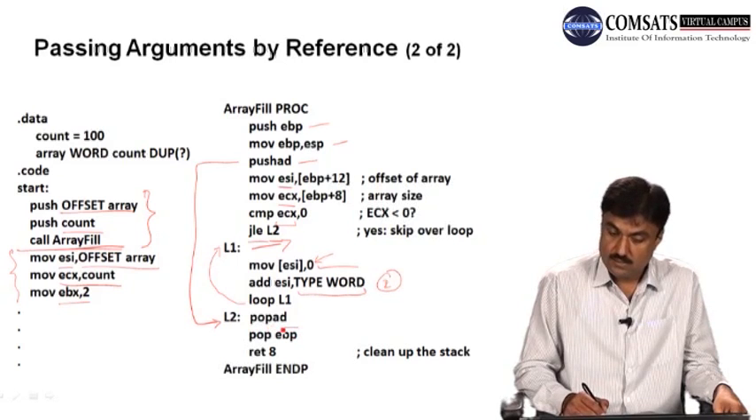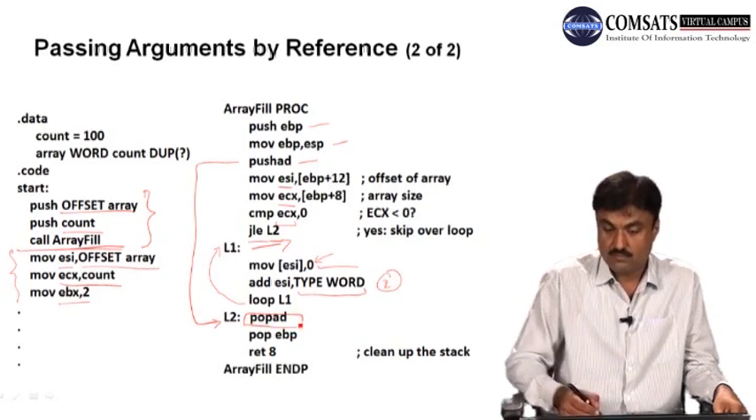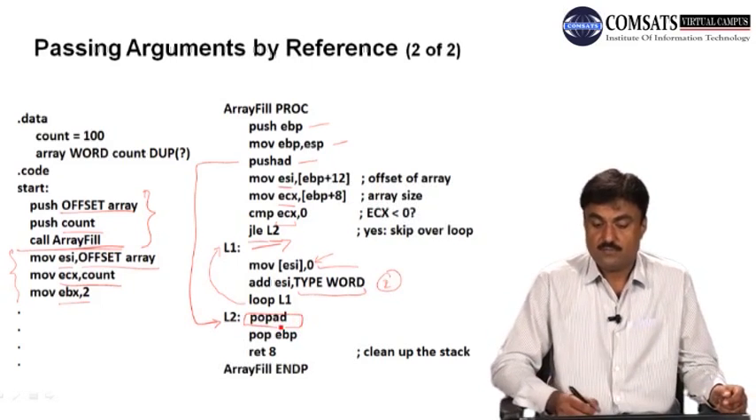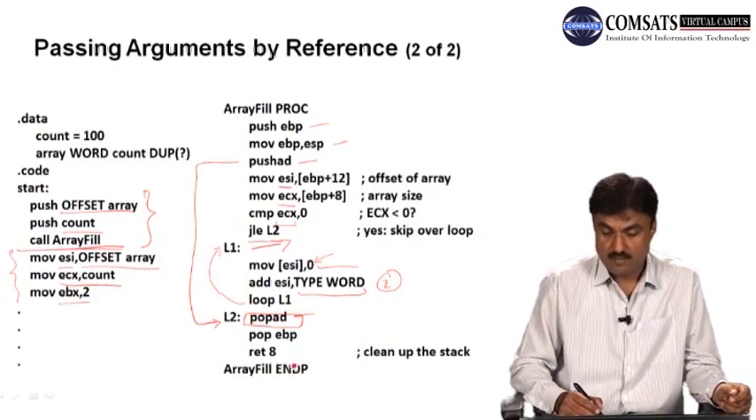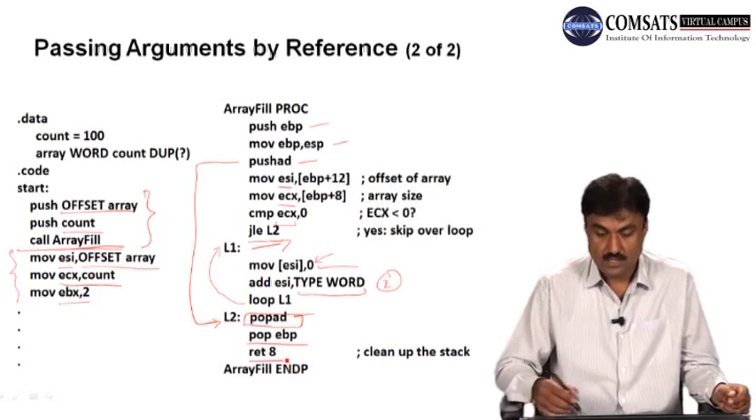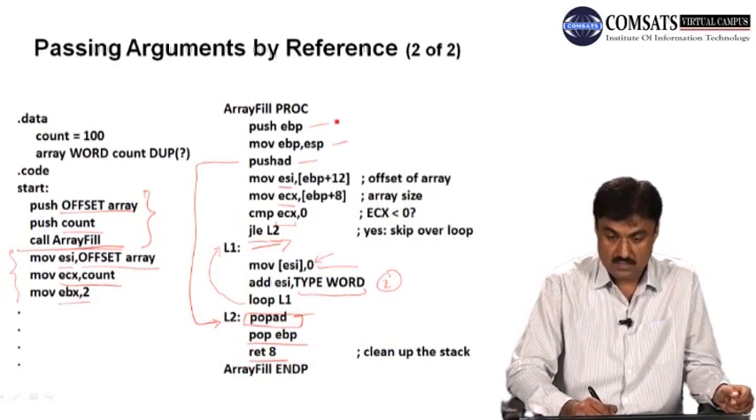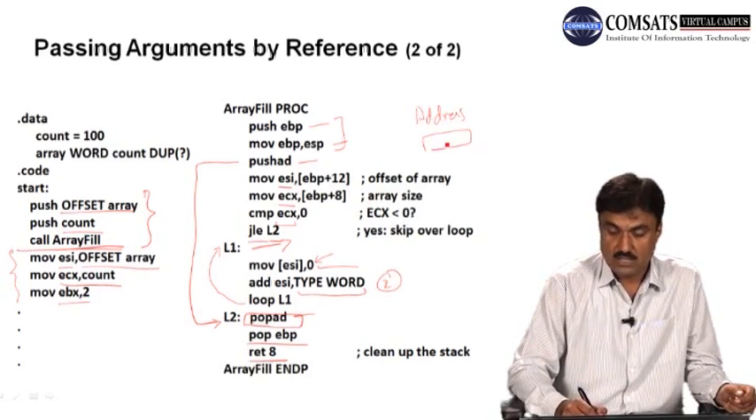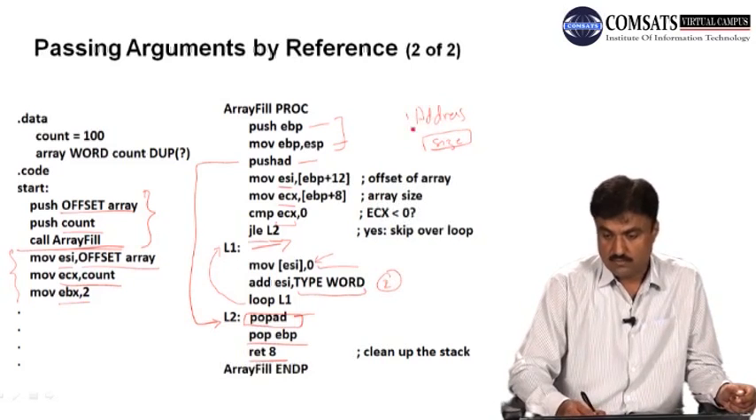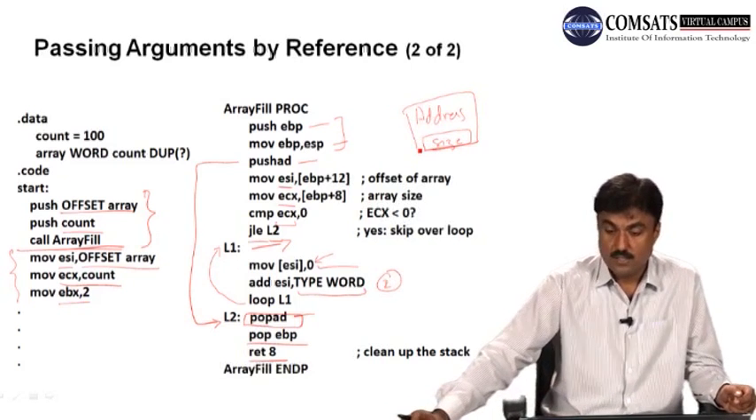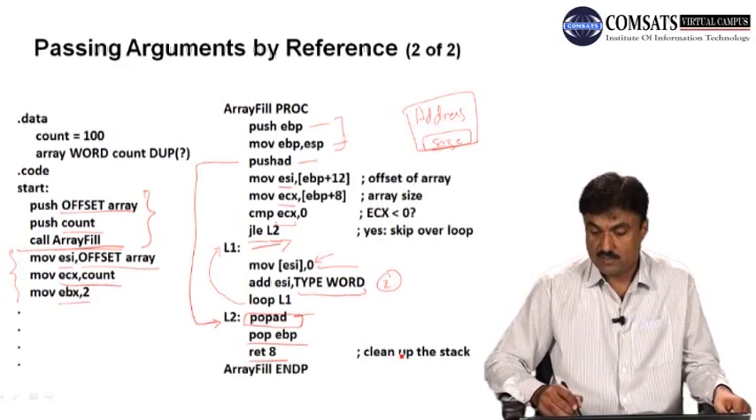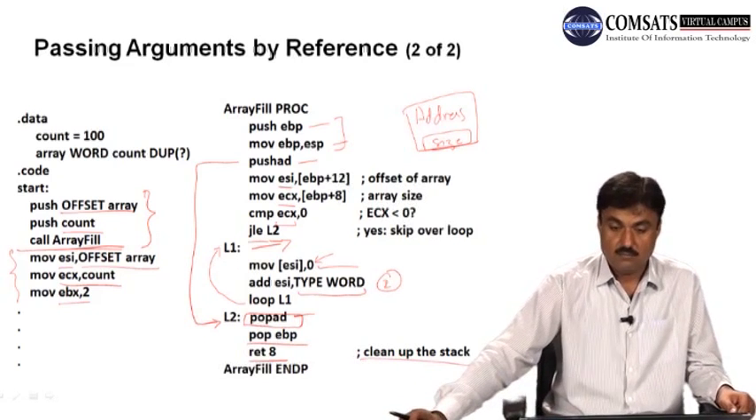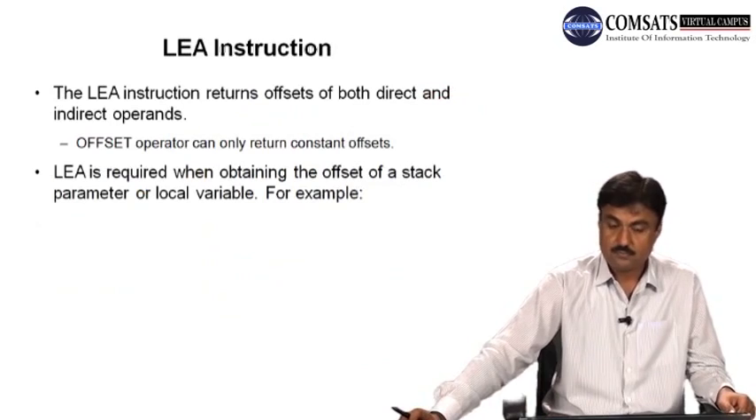If ECX is equal to 0, for example, inside the loop, then it will pop all these registers, pop EBP and return 8. Whatsoever this 8 means, we are going to remove the area where we stored the address or the offset of the array, and we also return the size of this array that we stored. So we are going to clear this area also. So this is the cleanup. You can see here the cleanup of the stack. It is being done by the assembly and so on.